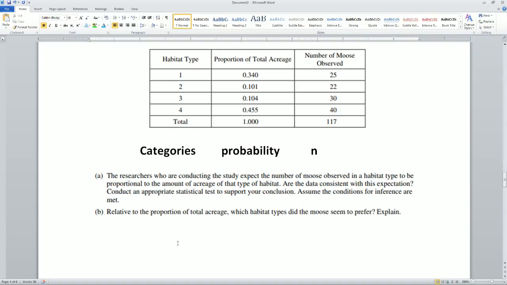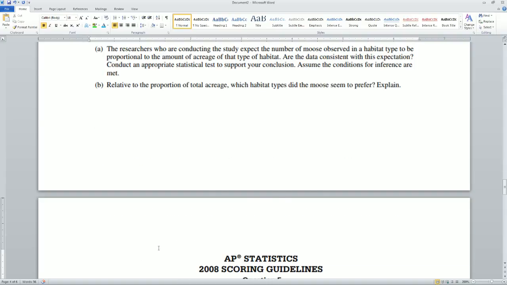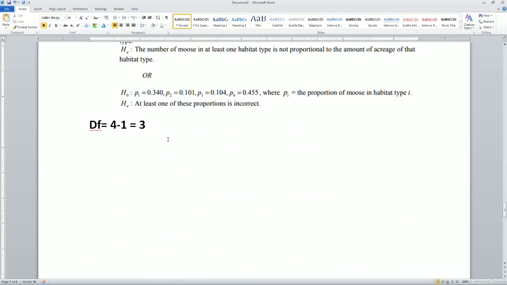Did you get the expected value though? You know how to find the expected value, right? So the chi-square is 43.67. Okay, 43.6. Good.